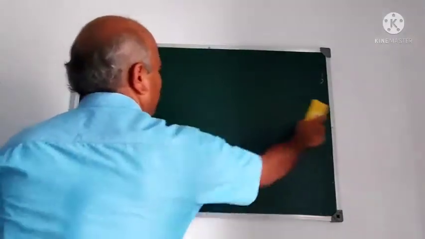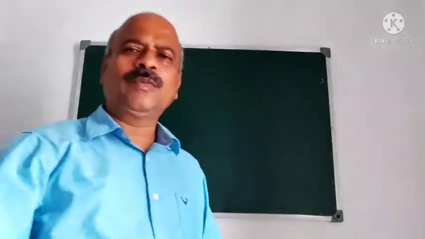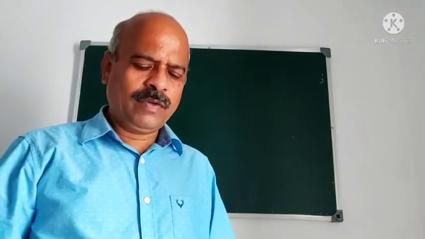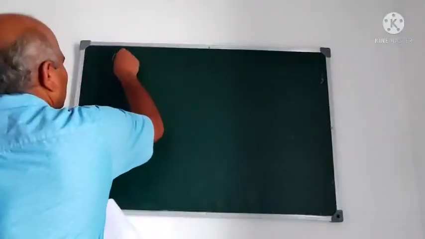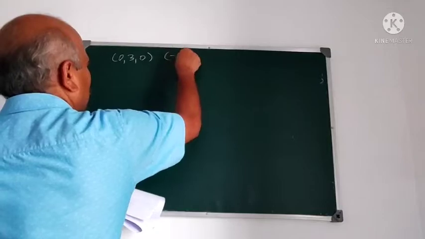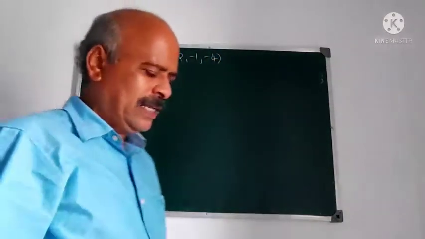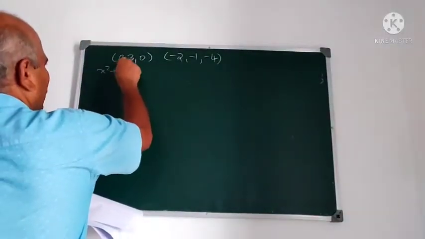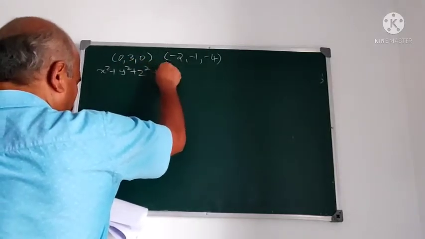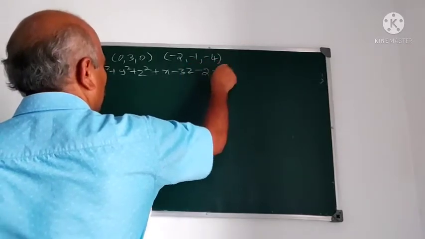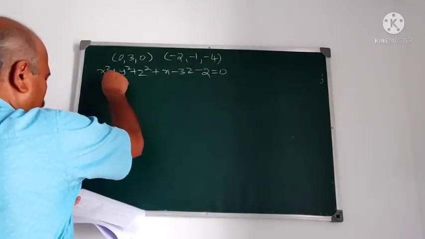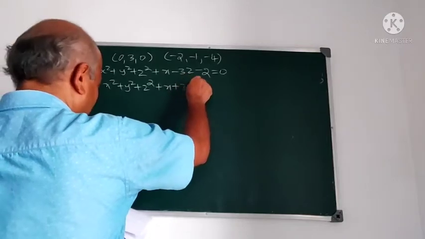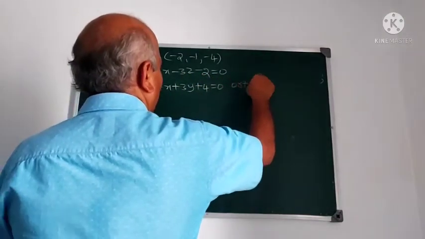Next problem. Find the equation of the sphere that passes through 0, 3, 0 and minus 2, minus 1, minus 4, and cuts orthogonally the two spheres x square plus y square plus z square plus x minus 3z minus 2 is equal to 0, and x square plus y square plus z square plus x plus 3y plus 4 is equal to 0.